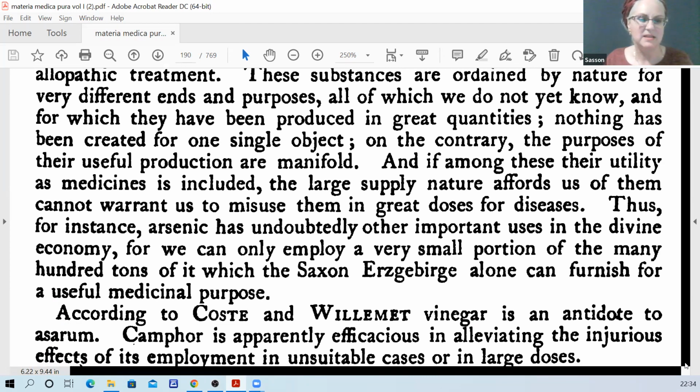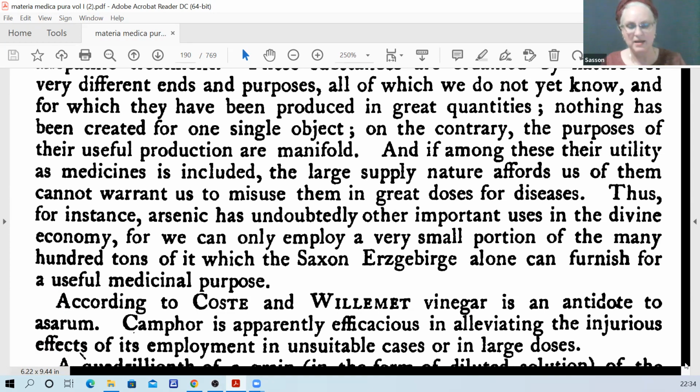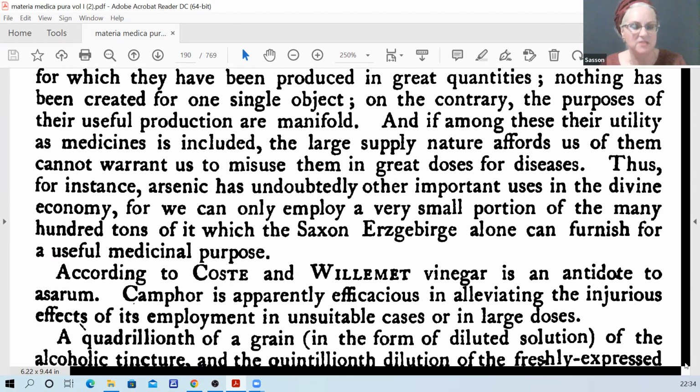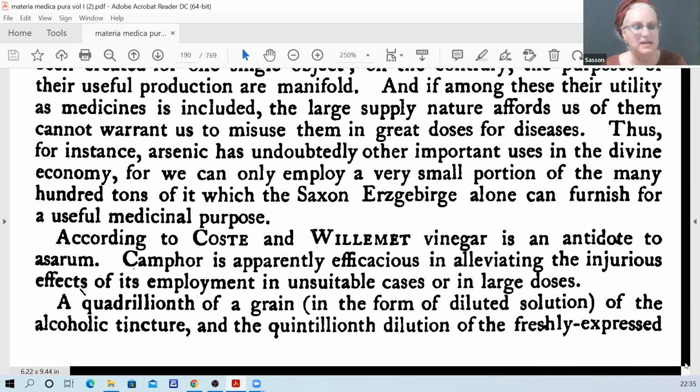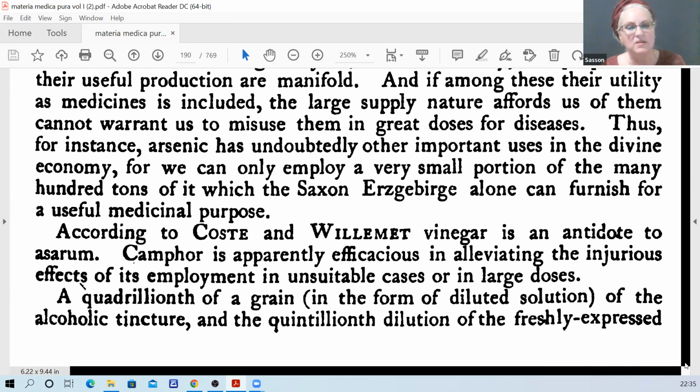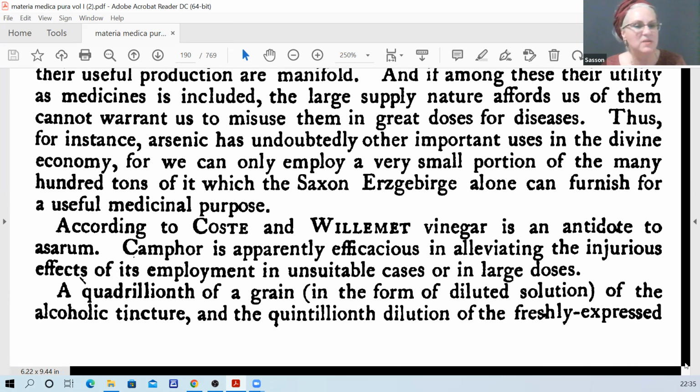So he's saying that there are reasons why these substances are in the earth or on the earth, growing here in the dirt, etc. And there are many reasons that we don't necessarily understand why God put them here for us. But the amount that we need in order to cure disease is a very small fraction of what is available to mankind.